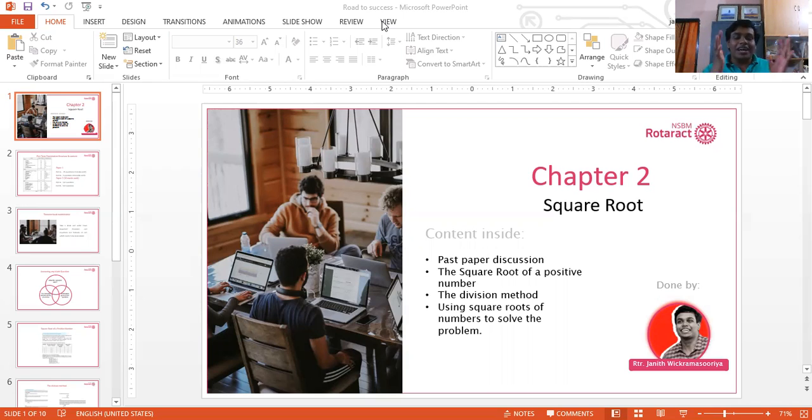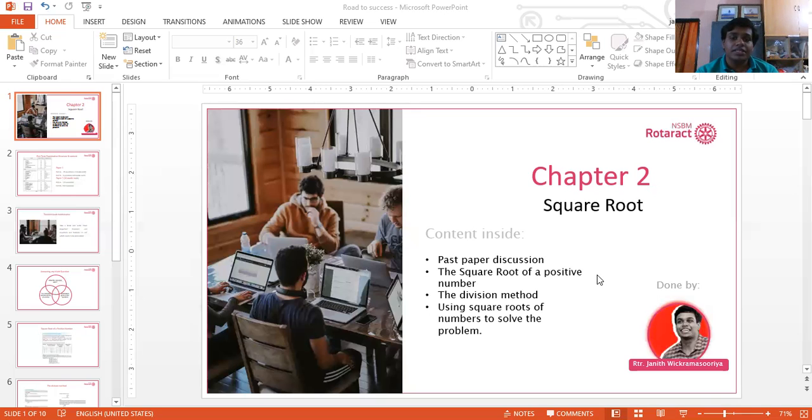It's always according to that square. You can think out of the square at once. There will be opportunities for you to think in this exam, but if you do your past papers and know your models, that's it. As I talked about this last time too. So, past paper discussion, the square root. Then we are coming to the first part of the lesson, the square root of a positive number.